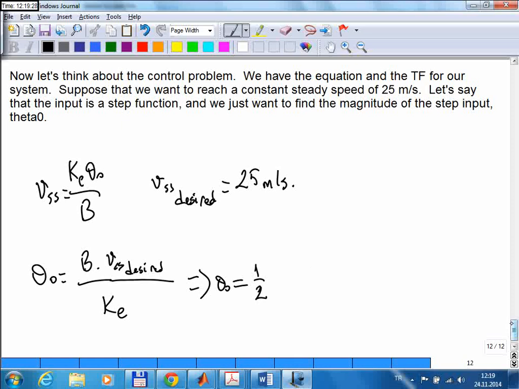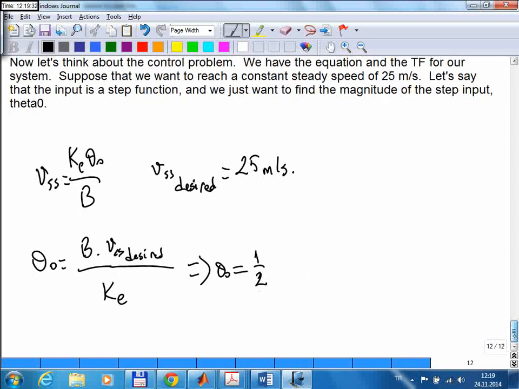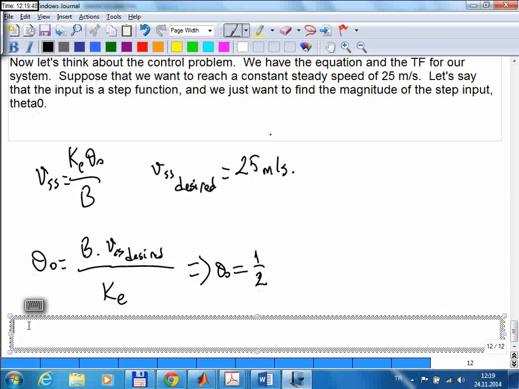Okay, so this is in fact a control solution, right? So the control solution here now tells us that if you apply half the gas pedal position, your car will reach 25 meters per second. So the solution given above is theta 0 is equal to 1 over 2.